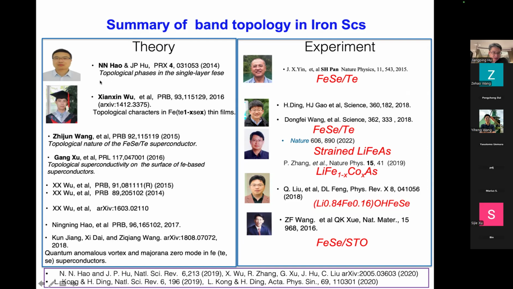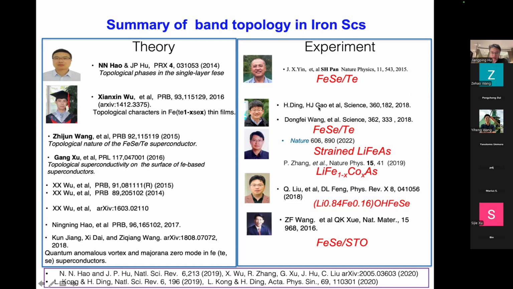several papers. The first one is by myself and Ning Hao when I was at Purdue, and we were doing this topological physics in single layer iron selenide. Then we moved to bulk, and there are a lot of theoretical proposals. And the first experiment to detect Majorana-like zero modes is by Su Pan, who was in Houston University and also in IOP.